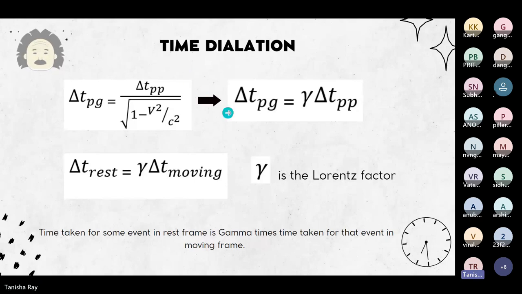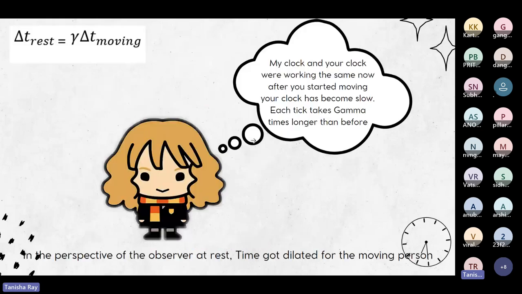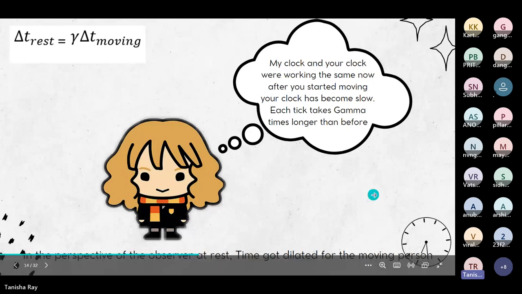Now, if I talk for some time from the perspective of Miss Granger, I will say that my clock and your clock, Harry's clock, were working the same. Now, after you started moving, your clock has become slow, and each tick in your clock is taking gamma times longer than before. So according to Miss Granger, when Potter started moving, Potter's clock has slowed down, because each tick in Potter's clock is now taking gamma times longer than before. So in the perspective of the observer at rest, time got dilated for the moving observer. I think till now it's clear.